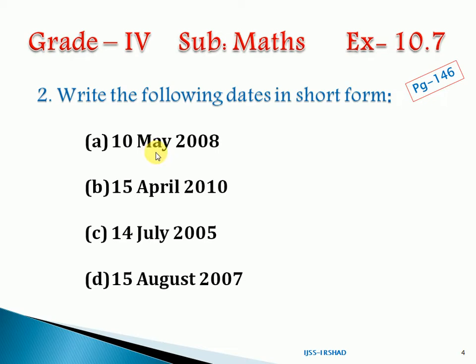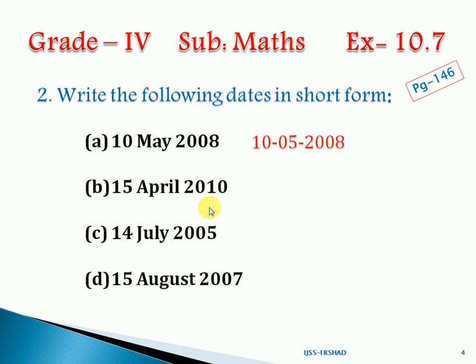May means which month? It is the 5th month. So you can write 5 or 05 and then give again a hyphen. And then write the year like this: 10 hyphen 5 hyphen, then this is date, this is month, and the last one, 4 digits, stands for the year.